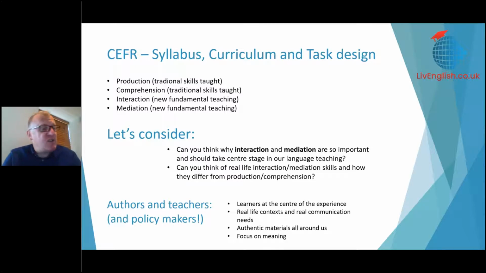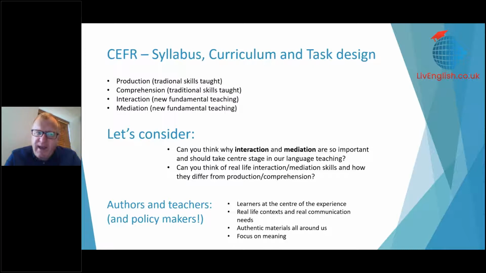The CEFR, as I said earlier, probably in my first slide, obviously looks at the traditional production skills, what we know as spoken skills and written skills, and the traditional comprehension skills, listening and reading. We all know about the four skills. And with the addition now of interactive and mediation skills.